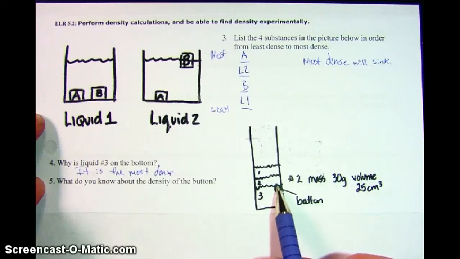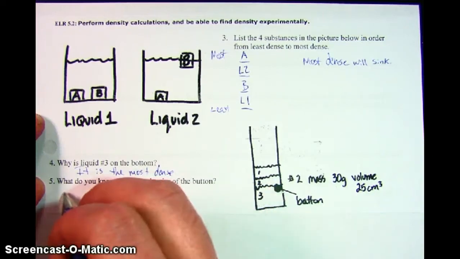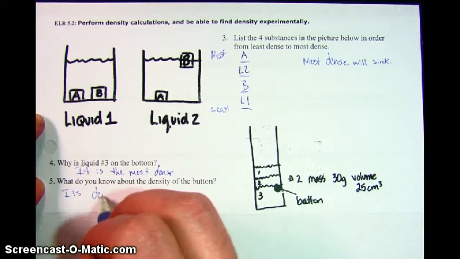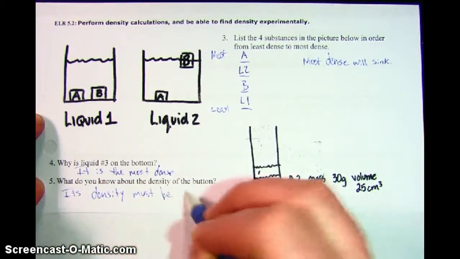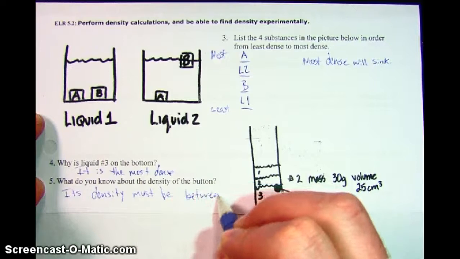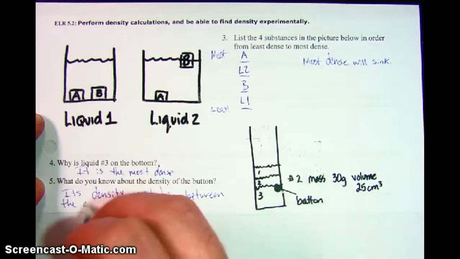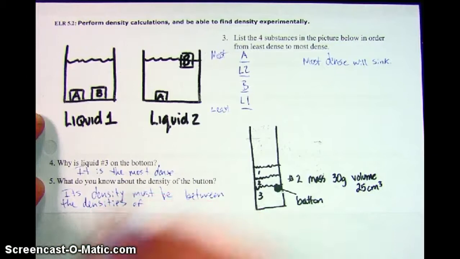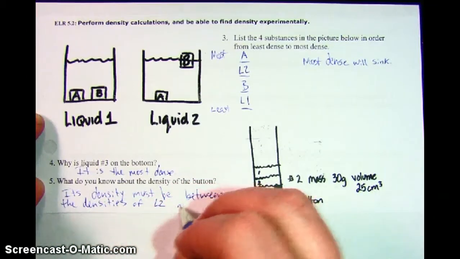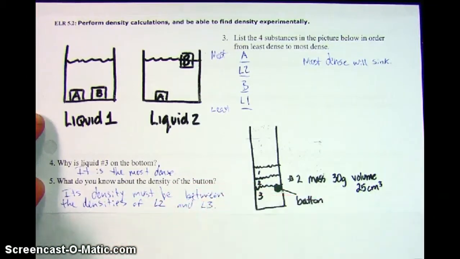Well, the button is kind of hovering in between 2 and 3, so we know that its density must be between the densities of liquid 2 and liquid 3.